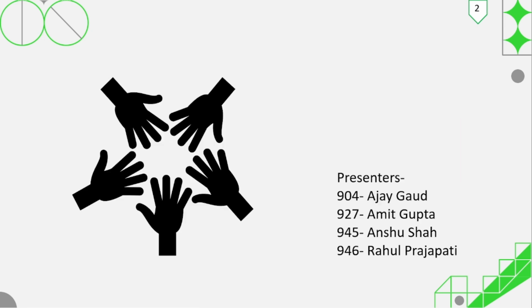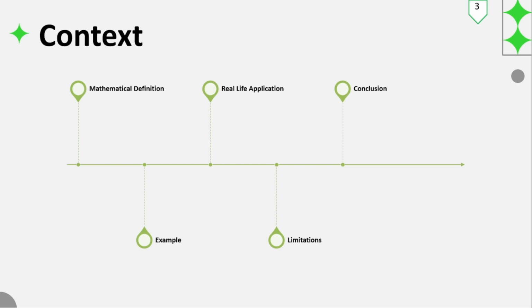These are the presenters. Here is the context where we will see the mathematical definition of beta type 1 distribution. Thereafter, we will see the examples based on the beta 1 distribution. Later on, we will see the real life applications, then limitations, and then finally we will conclude.